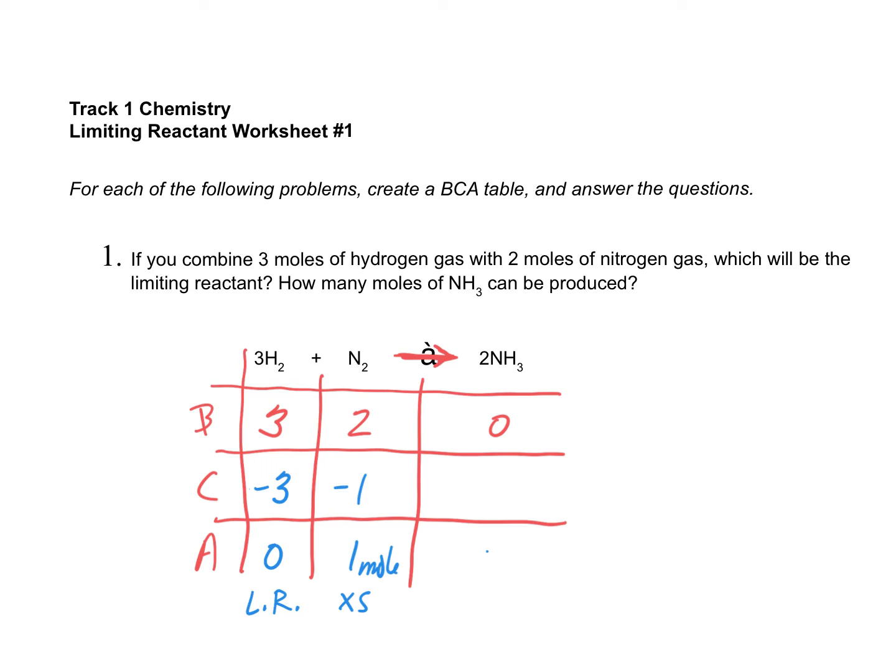Well, why don't we take the easy route and say, I know that for every 1 nitrogen, I can make 2 ammonia. And actually, I did use 1 nitrogen, so I'm going to make 2 ammonia. And that is what I'm left with, or that's how much I made.